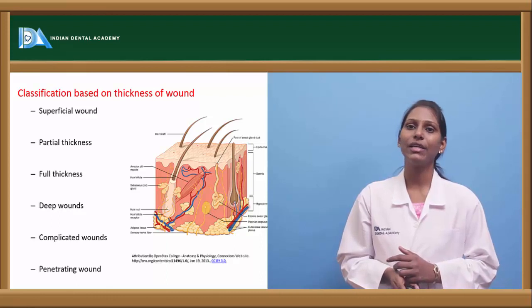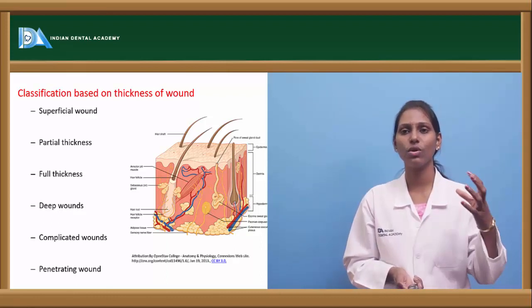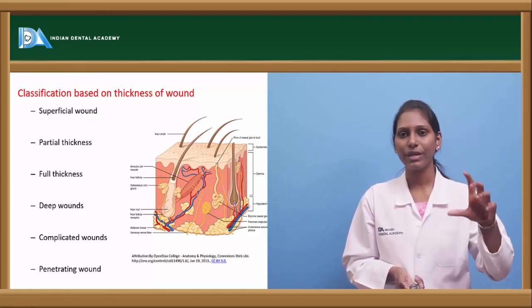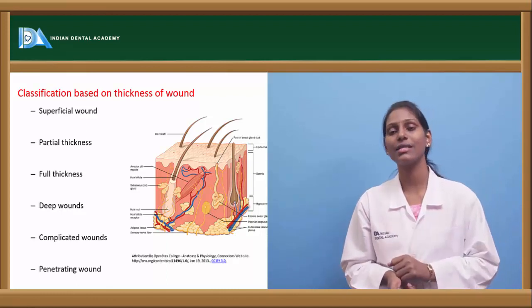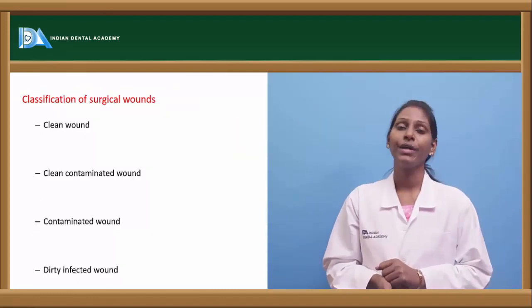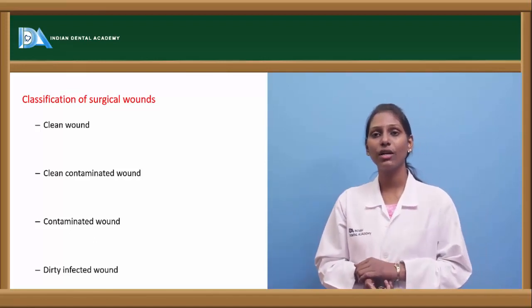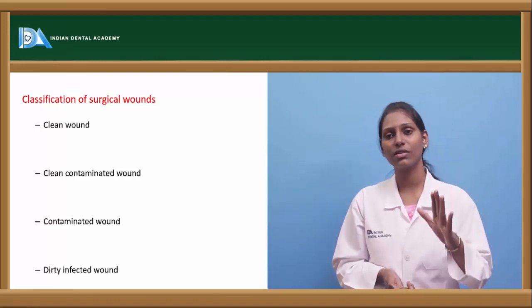And we have penetrating wounds or stabbing wounds, where the source of the injury, maybe a knife, can go deeper into the tissues, which is called a penetrating type of injury. Now coming to surgical wounds, there is again a classification of various surgical wounds, which include the clean wound, where a clean incision is given. This is called a clean wound.